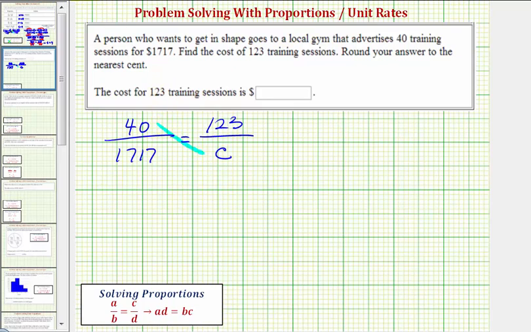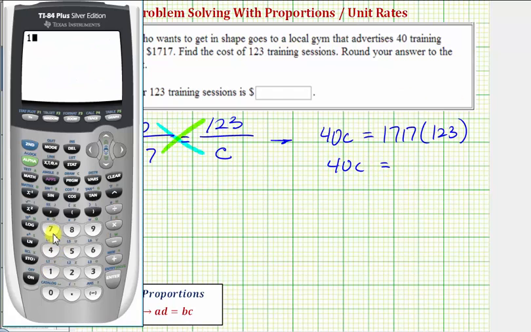40 times C must equal 1,717 times 123. So again, 40C must equal 1,717 times 123. So we have 40C equals 1,717 times 123, which equals 211,191.